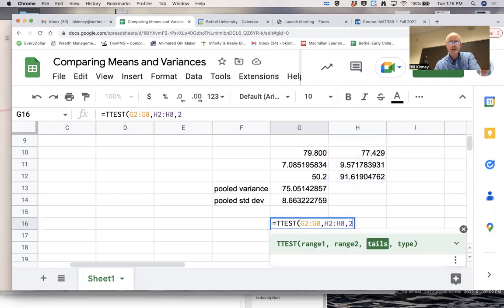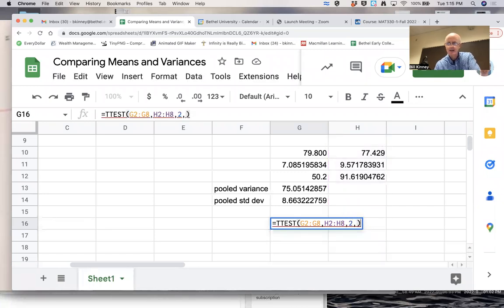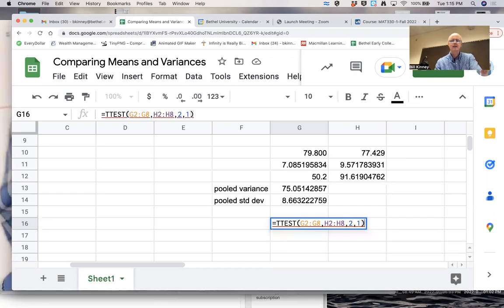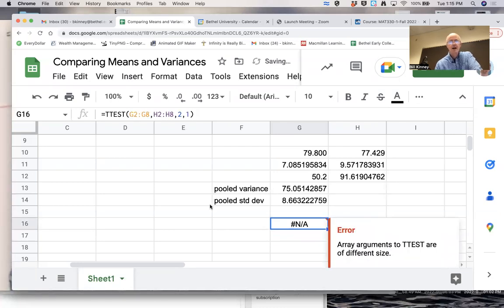How many tails is two-tailed? What does type mean? I think the type is referring to whether we pool or not. Maybe 0 is don't pool and 1 is do pool. Maybe. I'm guessing. I can probably look it up. Not available.